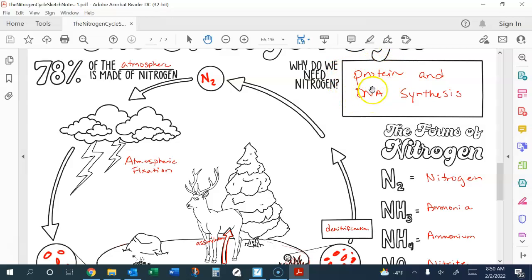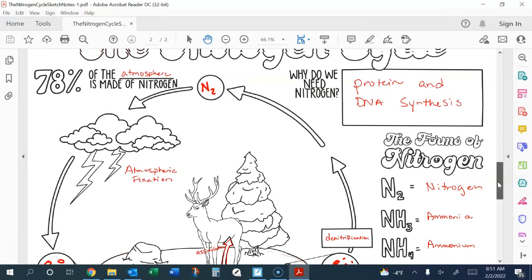And then also, you're going to learn more about DNA synthesis later in the quarter, where that's making all the DNA for your cells. Nitrogen's a big part of your DNA, deoxyribonucleic acid. See, the N in there is for nitrogen. So two very big reasons why we need nitrogen. So basically, all living things need nitrogen.